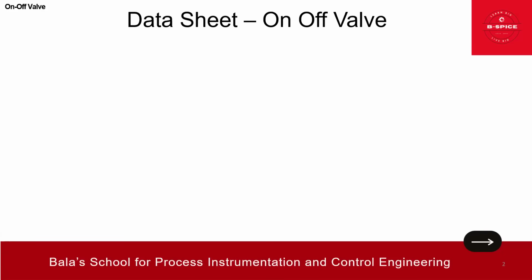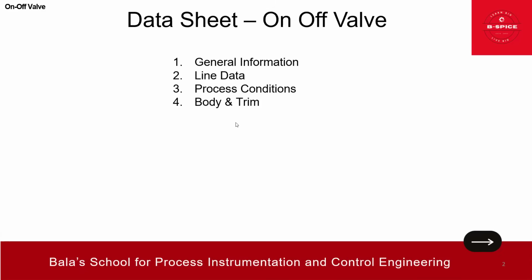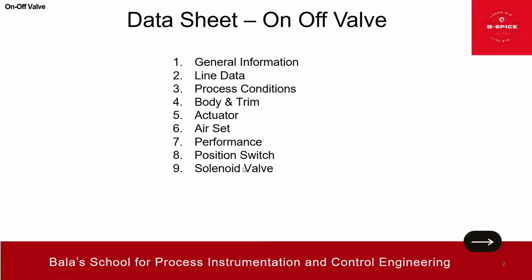So the agenda here, as usual, will focus on general information. Then we also touch upon line data, process condition, and most importantly, the body and trim, which is very vital, and of course the actuator, then performance, in the sense of closing, opening and the leakage class, then position switches. Then of course the solenoid valve, and options and accessories. These are the 10 items we are going to focus on.